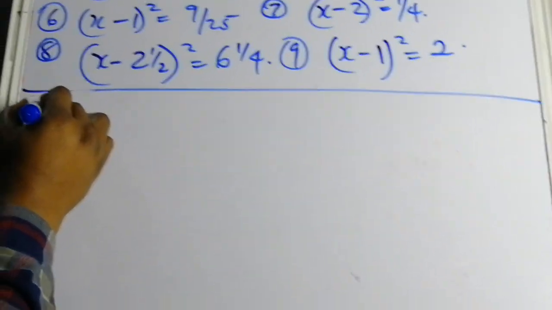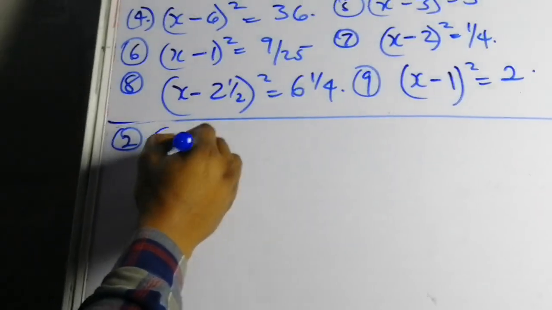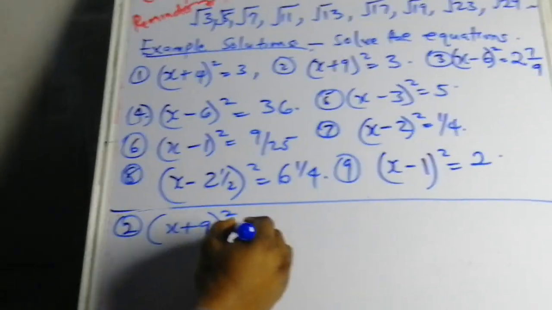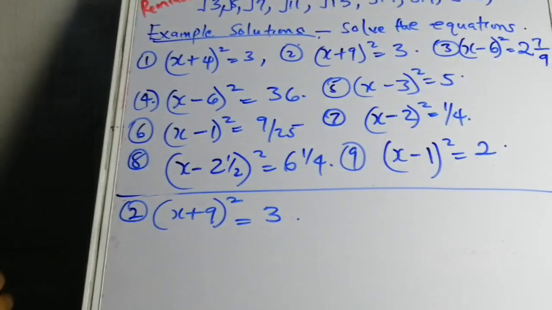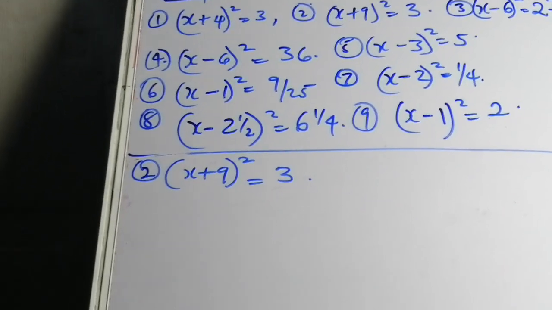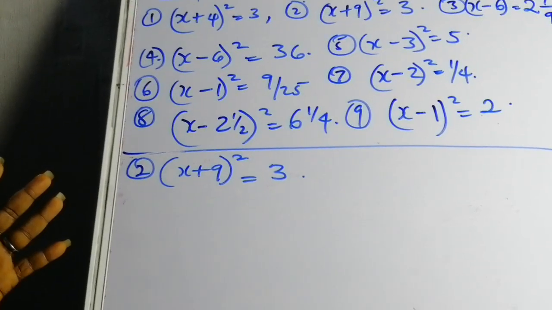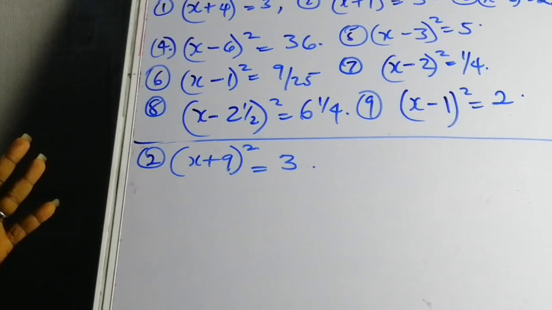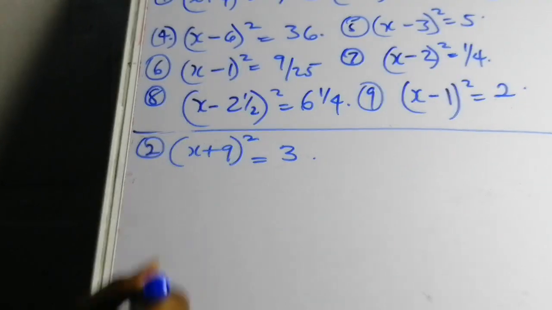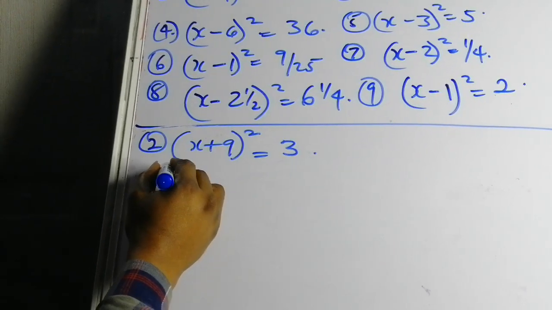So you have number 2. Number 2 is x plus 9 squared equals what? 3. Okay. So this is very simple. x plus 9 squared equals 3. The same thing. You do what? Find the square root.